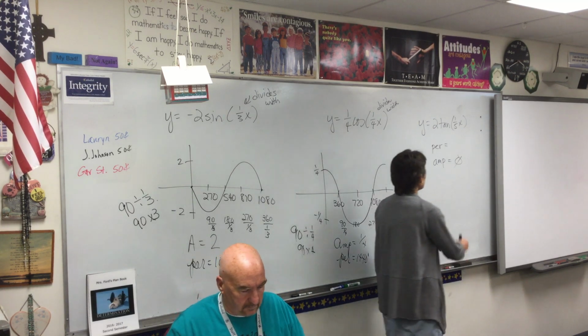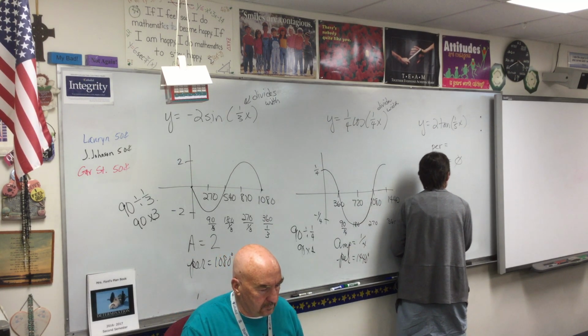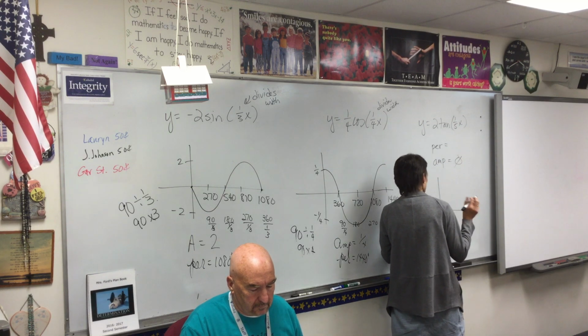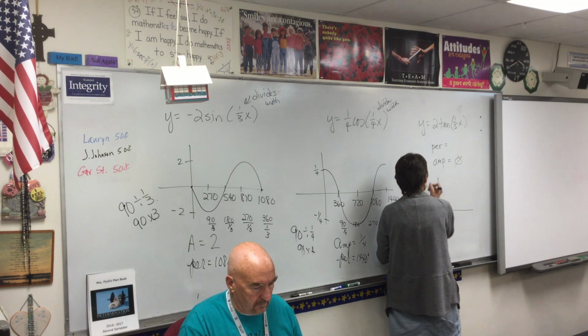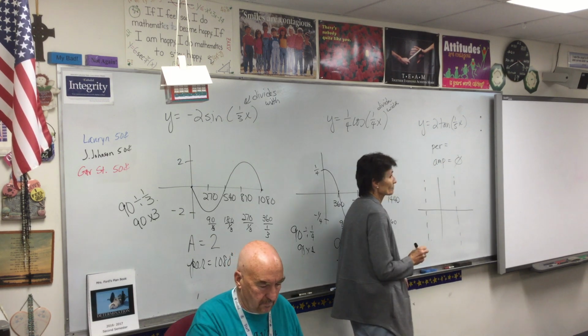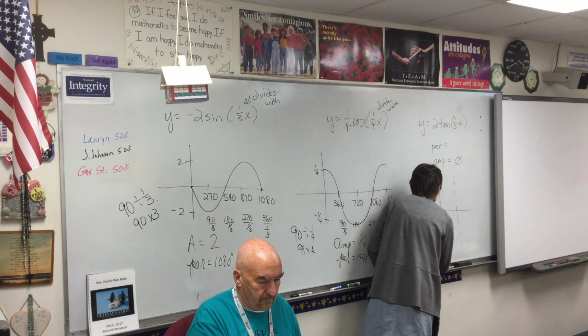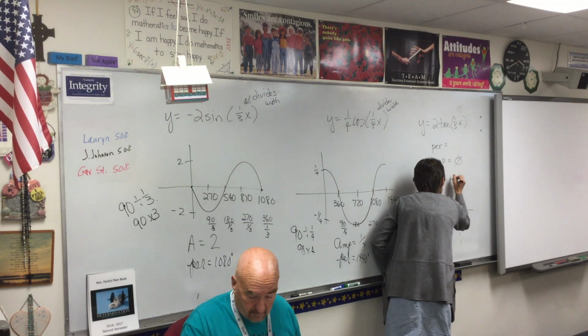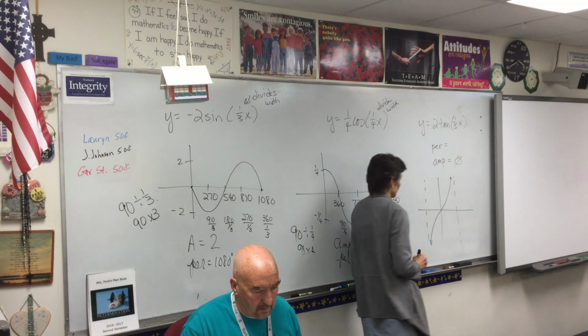Okay, now I have a tangent. I've already figured out that the amplitude doesn't exist. So I'm going to have my two asymptotes. It's positive. So there's my picture.